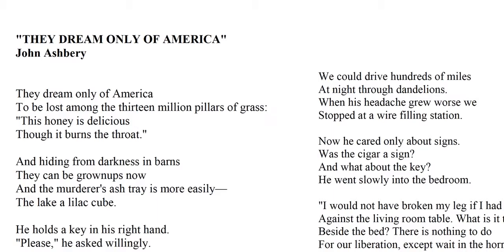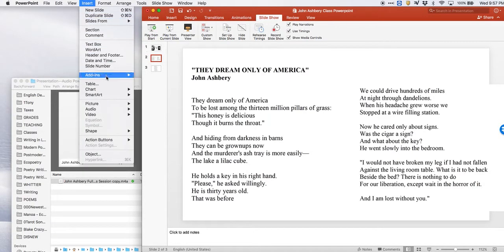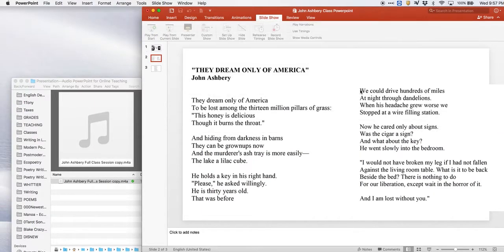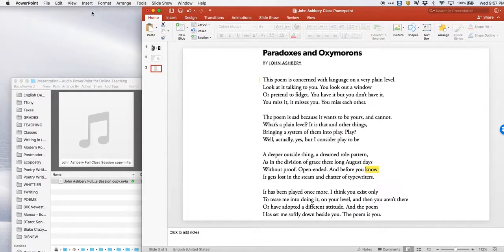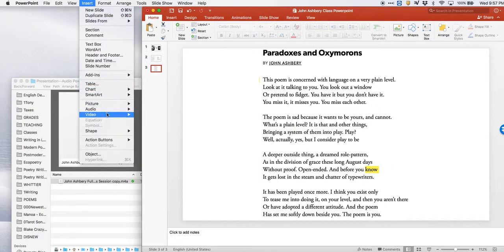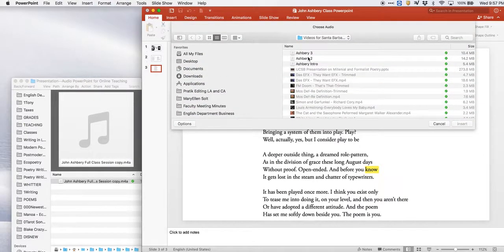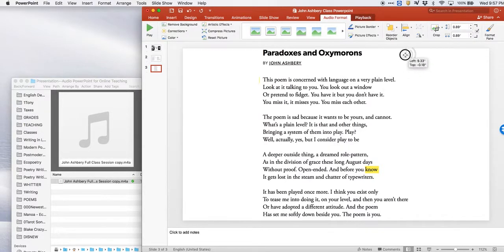And then it goes to the next slide after that. So then I would repeat the same thing for the next slide. I'll insert audio from file. I'll choose my second file, Ashbery 2. I'll drag it where I want it. And then I'll go to my third slide. I'll insert audio from file. This is going to be Ashbery 3. And once again, I'll drag it where I want it.